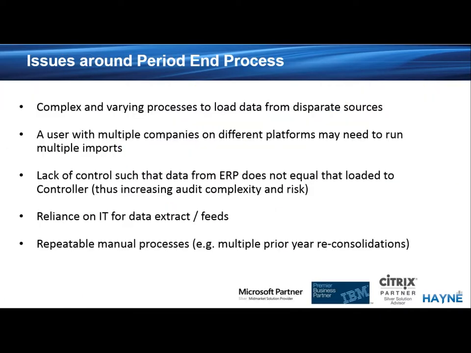So let's have a look at some of the issues around the period end process. For many companies, we've got complex and varying processes to load data from disparate sources. Many companies will have multiple ERP systems, and we'll be taking data from those ERP systems and mapping those into Cognos Controller. We sometimes have users with multiple companies on different platforms. So we may have one person looking after 3 countries, and they may have 3 different underlying ERP systems, and they have to run multiple imports to import that data into Controller.